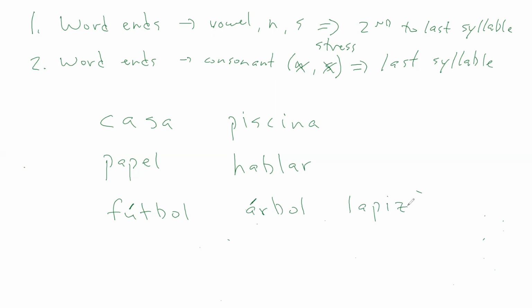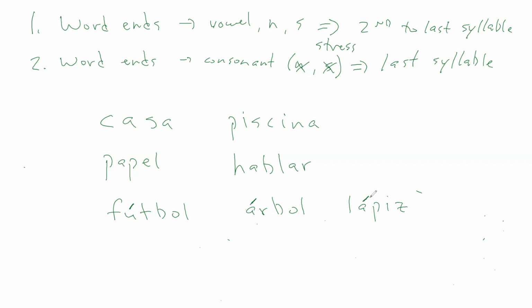Word for pencil. We have lapiz. Okay, ends in a consonant. According to the rule, it would be lapiz, but this word is pronounced lápiz. So we need to write an accent on it. All right.